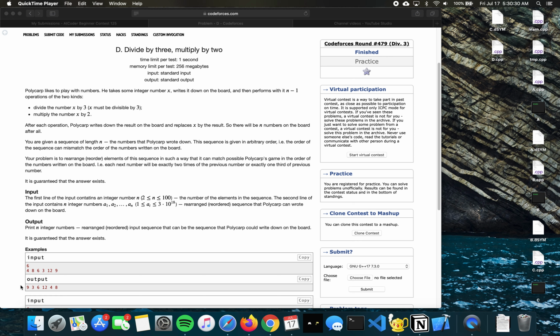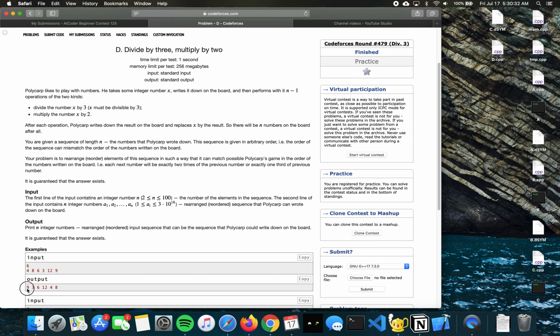So if you look at this example, 9 over 3 is 3, 3 times 2 is 6, 6 times 2 is 12, 12 over 3 is 4, 4 times 2 is 8.